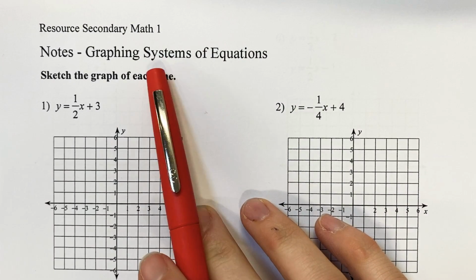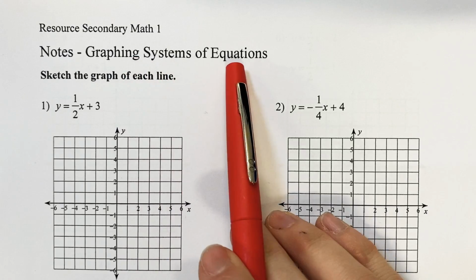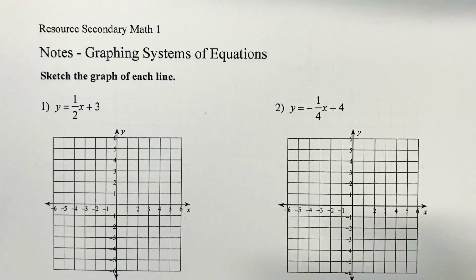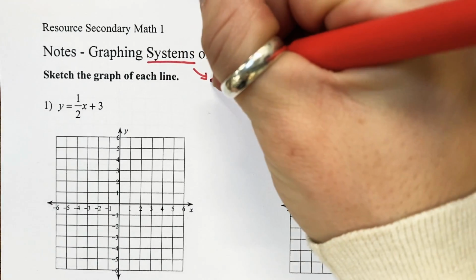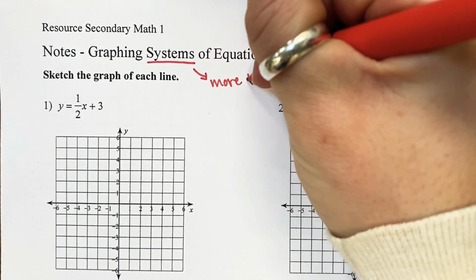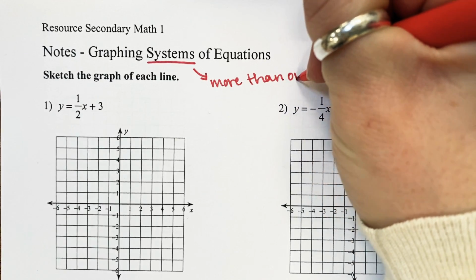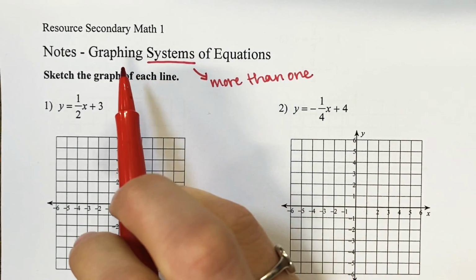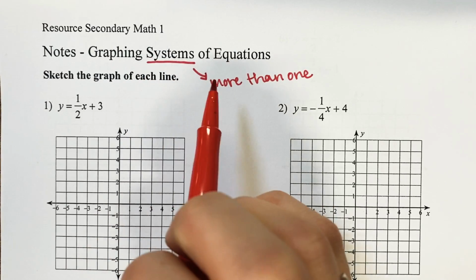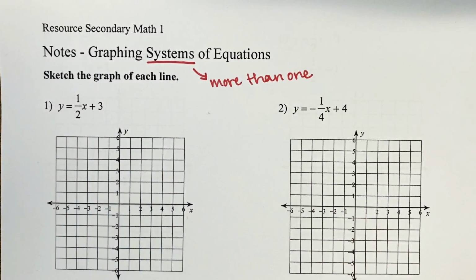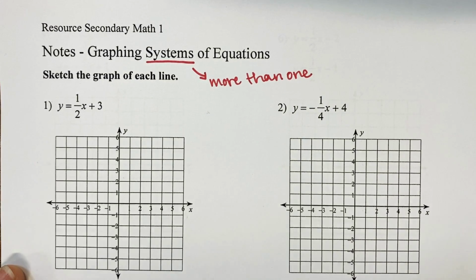So first of all, when we hear the words systems of equations, what does that mean? Okay, so I want you guys to underline systems, and then I want you to just put this little note that means more than one. Okay, so when we're going to be graphing systems of equations, that means we're just going to be graphing more than one equation. Okay? Awesome.